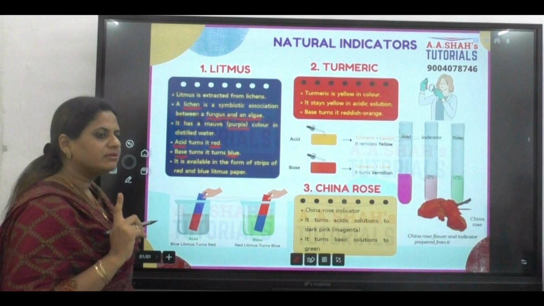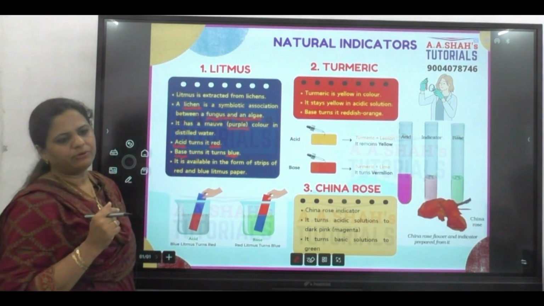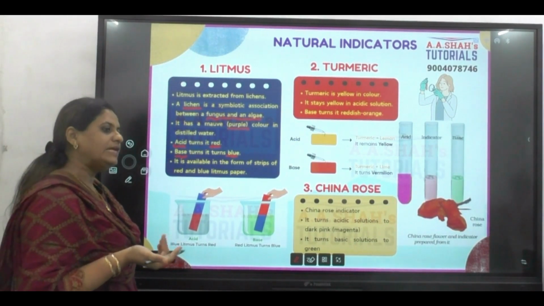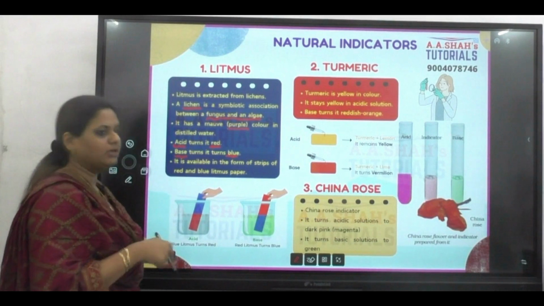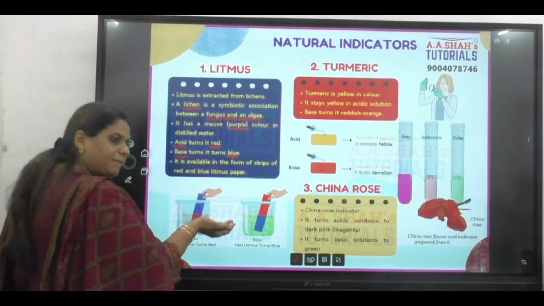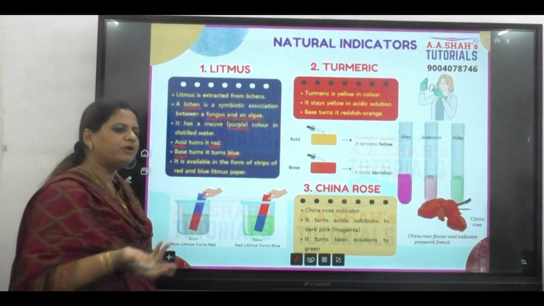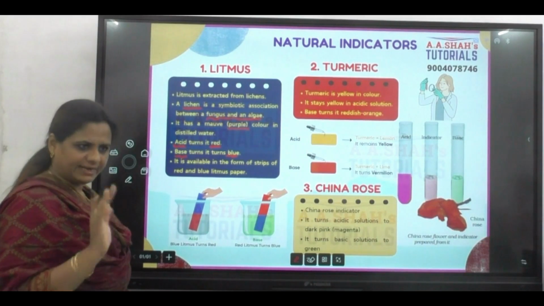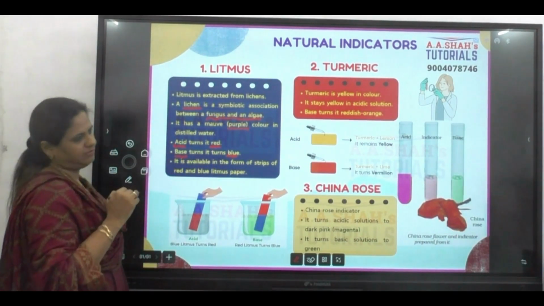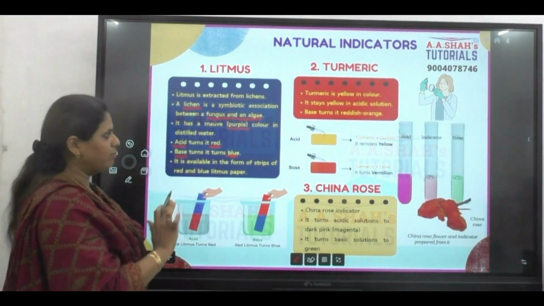Acid means which color? Red. So to test an acid, which litmus paper should you use? You will use the blue litmus paper, and if it turns red, it's an acid. For testing a base, you will use red litmus paper. If it turns blue, then it is a base. If you use blue litmus paper, what will turn blue? It's already blue. Understood? If it's turning red, it's an acid. If it's turning blue, it's a base. So this is the first natural indicator, litmus, which is made from lichens.